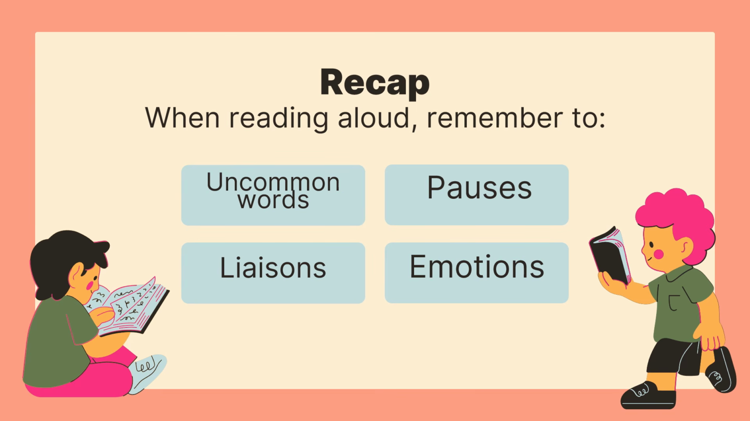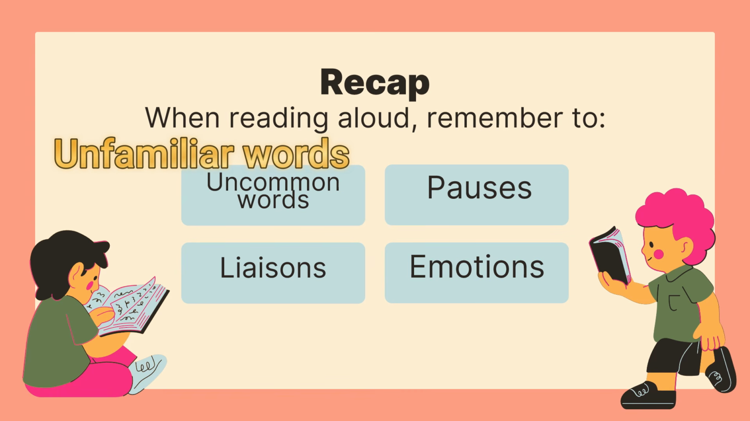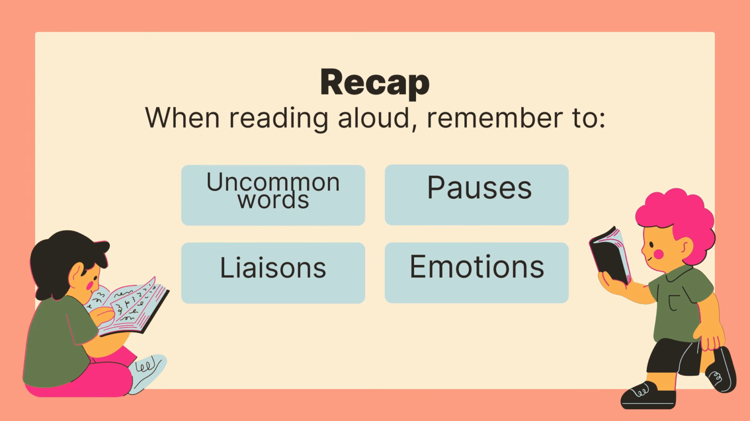Let's recap. When reading aloud, you need to remember uncommon words, look at them and try to see how you can pronounce them. Pauses, where are you going to pause in your text? Spot the liaisons, are there the compulsory ones and also the forbidden ones, especially with ET. ET is a forbidden one. And am I going to read with emotion? And if I'm going to do that, I need to see where I would need to think about emotion.